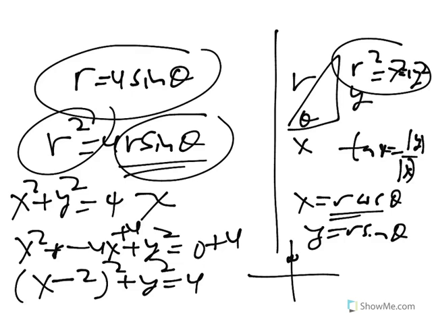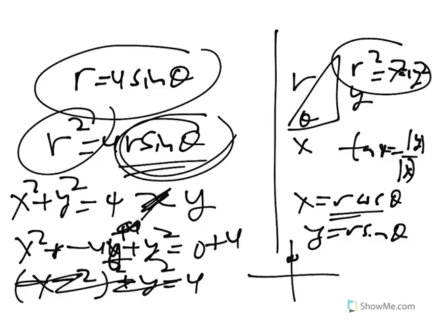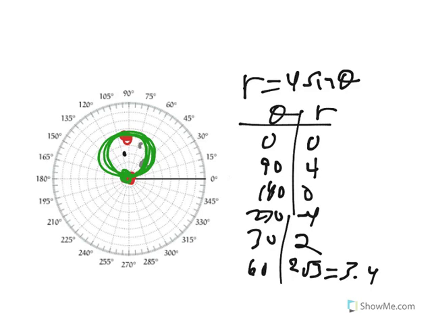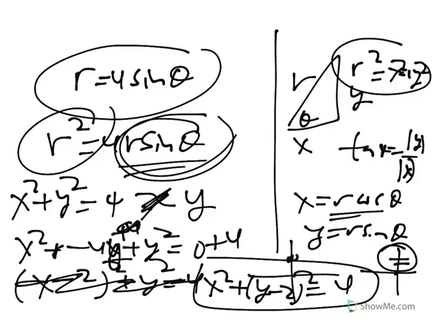Hold on. Oops, realize I made a mistake. R sine theta is y, not x. So this is a y. I still want to add 4 to both sides, but now it would be x squared plus y minus 2 squared equals 4, which is exactly that circle with center at 0, 2 and radius 2. It's that circle again. So that's how we could have gone from the polar equation into the rectangular equation.